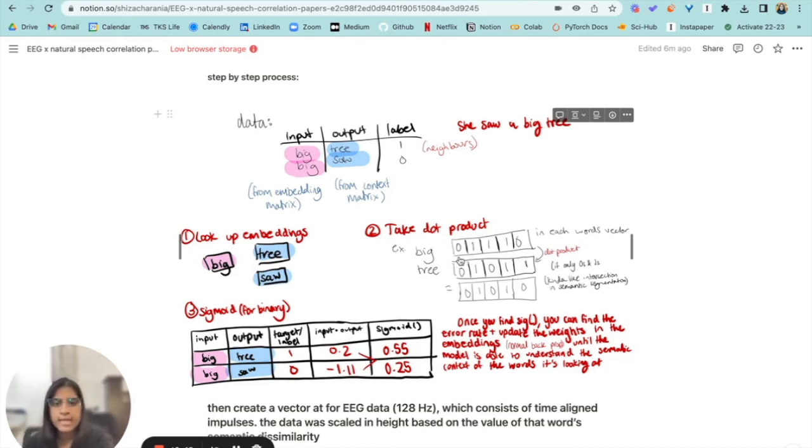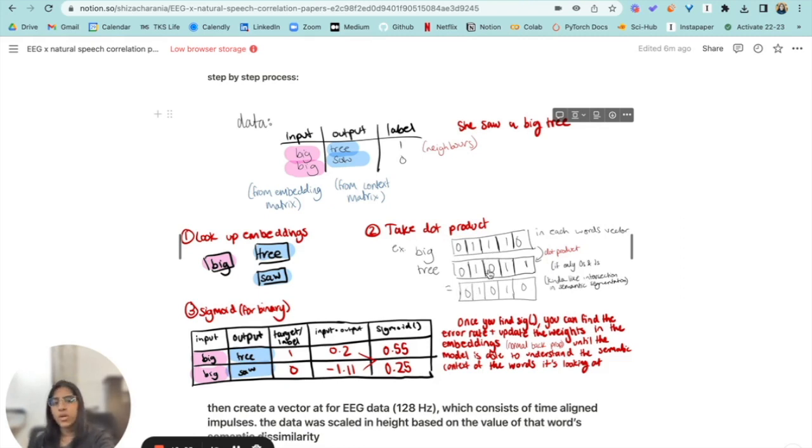So over here, let's say the feature vector that you have is 0, 1, 1, 1, 0. And for tree, you have 0, 1, 0, 1, 1. So they're pretty close together, as you can tell. They have a bunch of overlapping things. But when you multiply them, when you multiply 0 and 0, you get 0. When you multiply 1 and 1, you get 1.